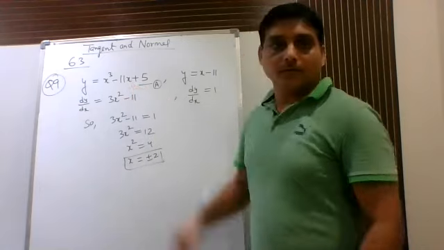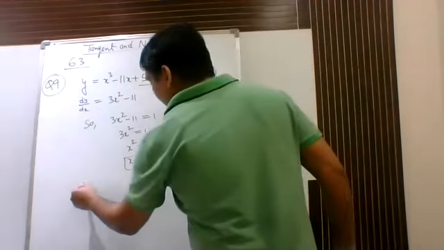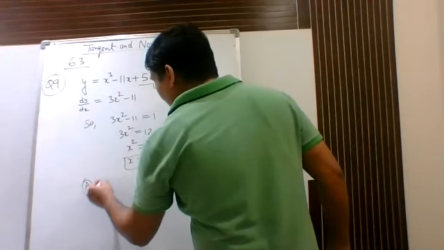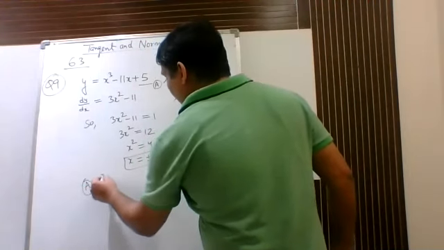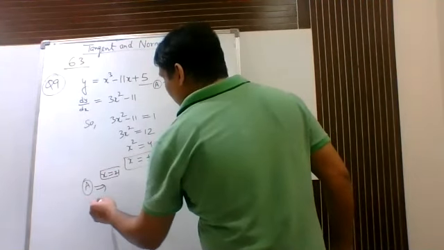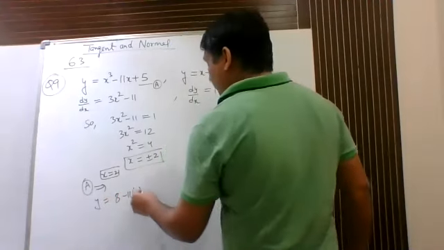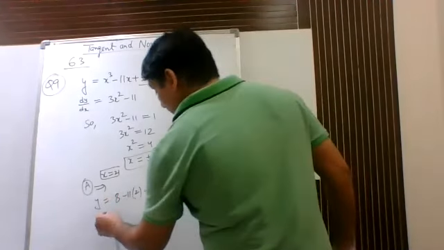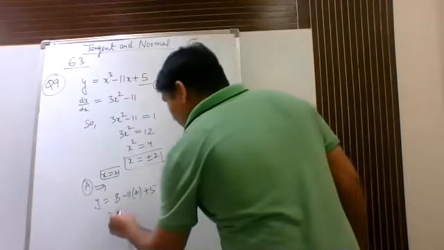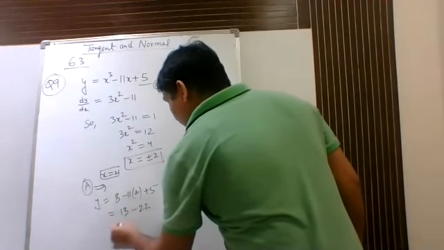So let us substitute in the curve equation, a. If you take x = 2, then a will give you y = 8 - 11 into 2 + 5, that is 13 - 22.